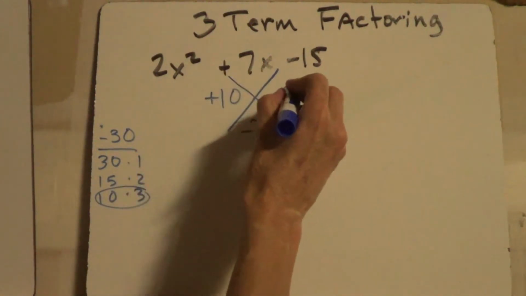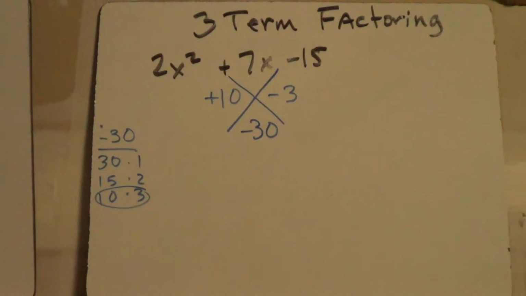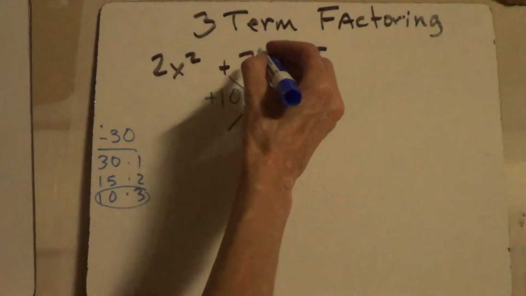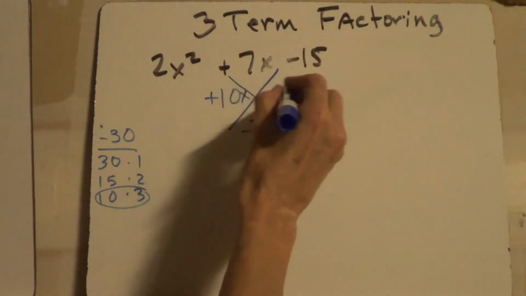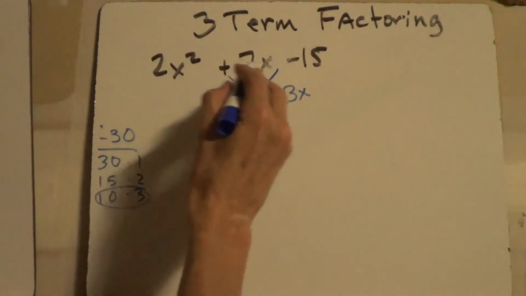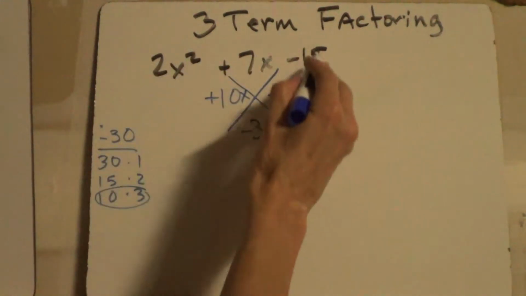So it's 10 and 3. Now, the whole reason that we've played that X game is so that you could use it right here. So now replace this 7x with these two, and you've converted from 3 terms to 4 terms.